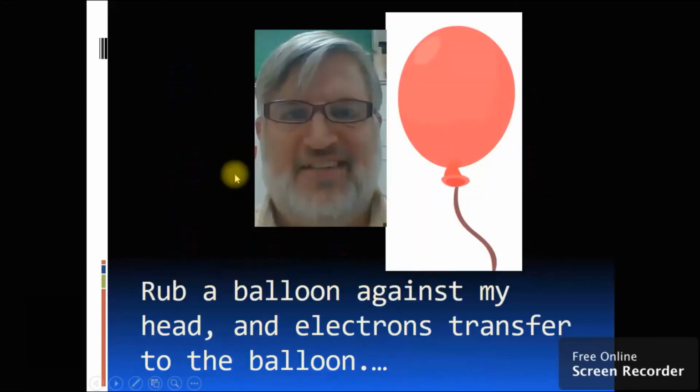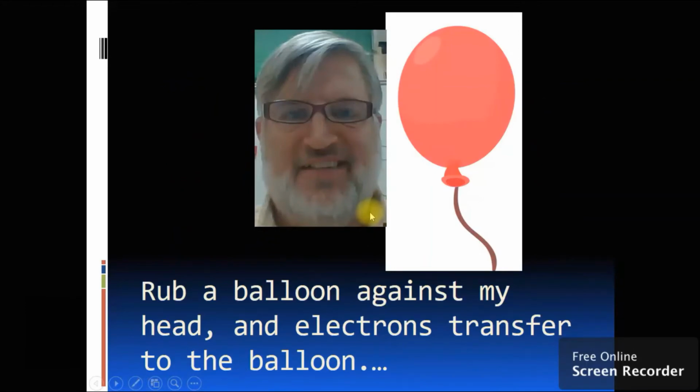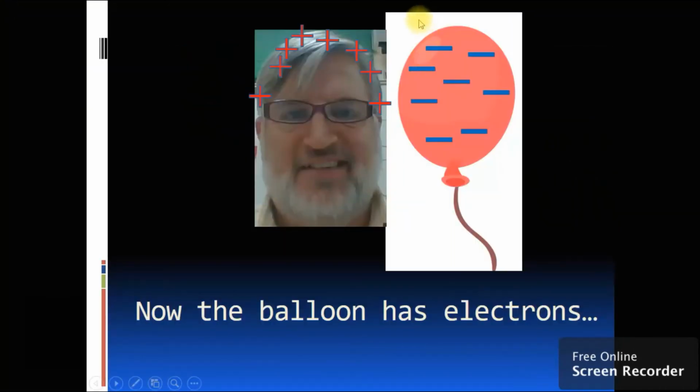So all these molecules can spin in any direction they want. Their charges are all just pointing in different directions. So now what are we going to do? If I rub a balloon against my head and electrons transfer to the balloon, now the balloon has electrons. So there's electrons in the balloon and positive charge left back on my head.